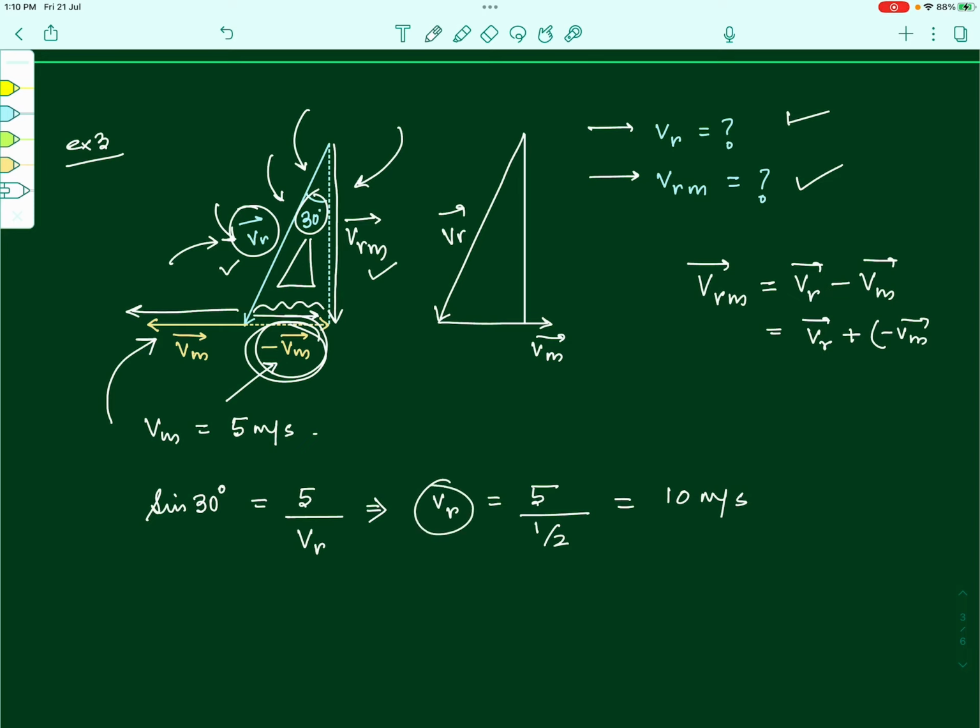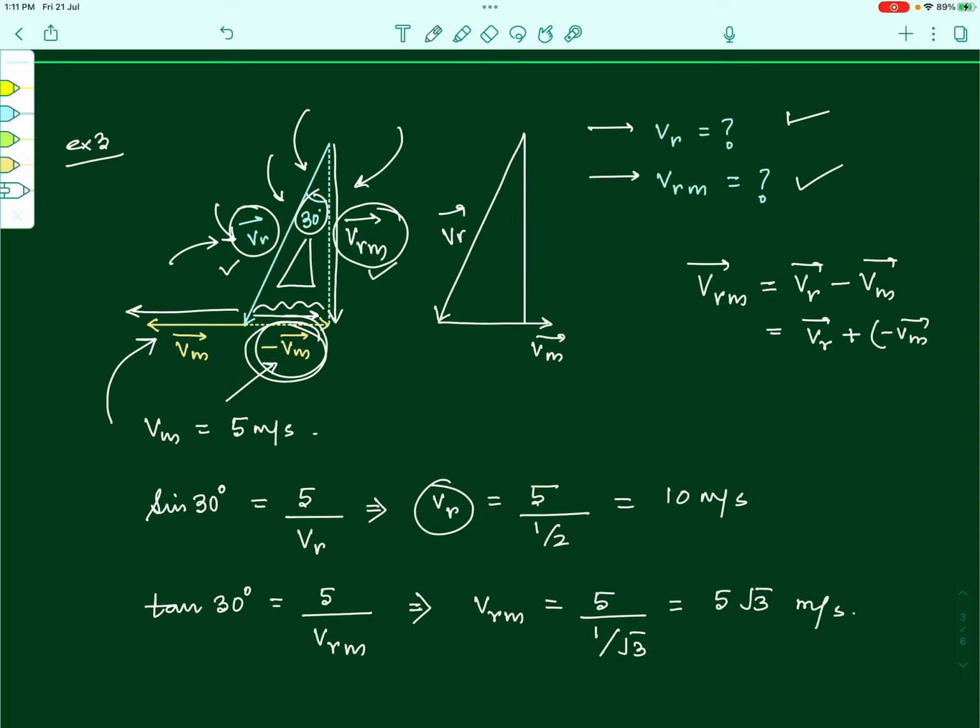And in the second case now, to find out Vrm, which in this triangle is actually the base of the triangle, can we use tan of the angle 30? So tan 30, which by definition is opposite by the base, opposite is Vm, the magnitude of Vm, which is 5, by the base, which is Vrm now. So from here we can write Vrm is equal to 5 by tan 30, which we know is 1 by root 3, right? So this goes up and makes it 5 root 3 meters per second, right? So this way, just by using the figure, we can get both the answers easily.